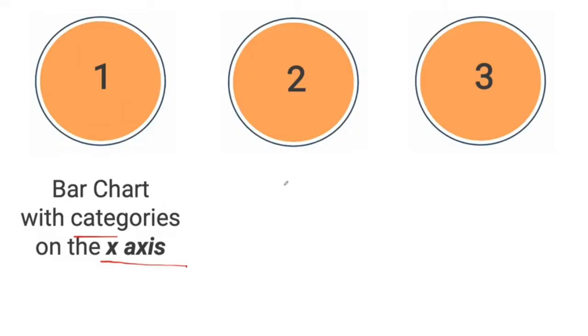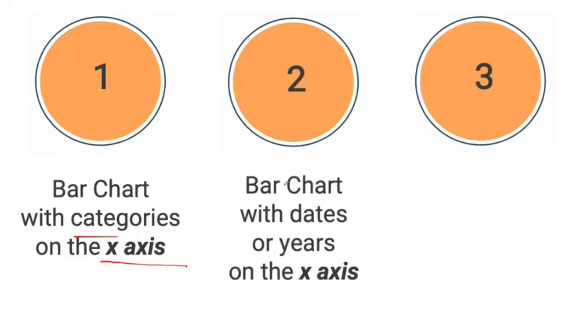The second type of bar chart that you are likely to see on the exam is a bar chart with dates or years on the x-axis. And the third type is looking at 2 bar charts together, and in this case you would have to compare or look at that information.